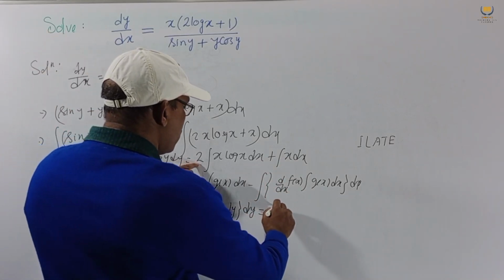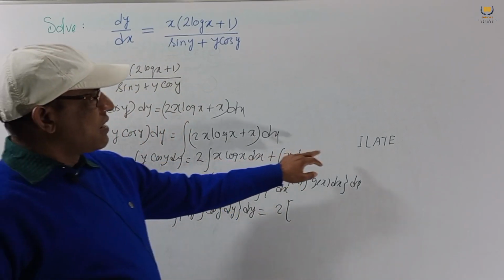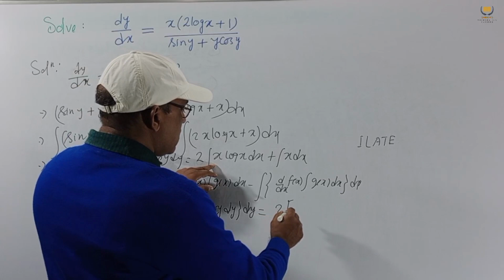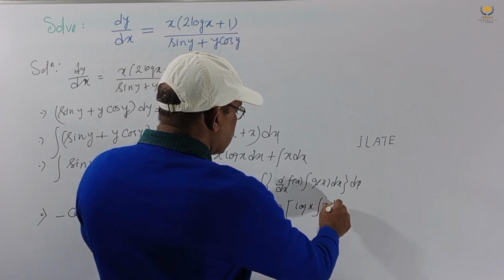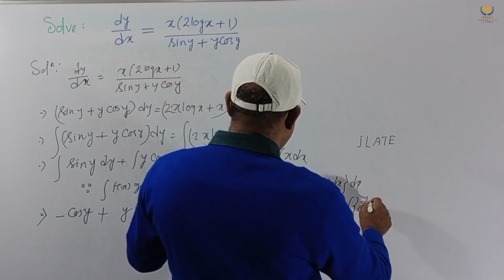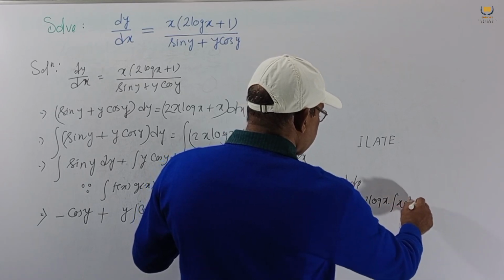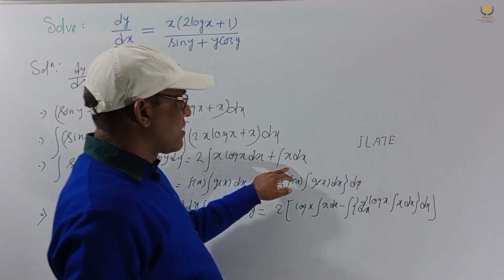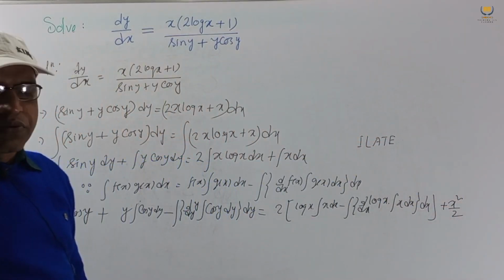And on the right-hand side, 2 is common, again using the by-parts formula. Here, logarithm and algebraic: logarithm first, algebraic second. So I consider this f(x) and this g(x). So this will be log x times the integration of x dx, minus the integration of d/dx of log x times the integration of x dx, dx, we get this. And the integration of x means x square by 2, we get this one.